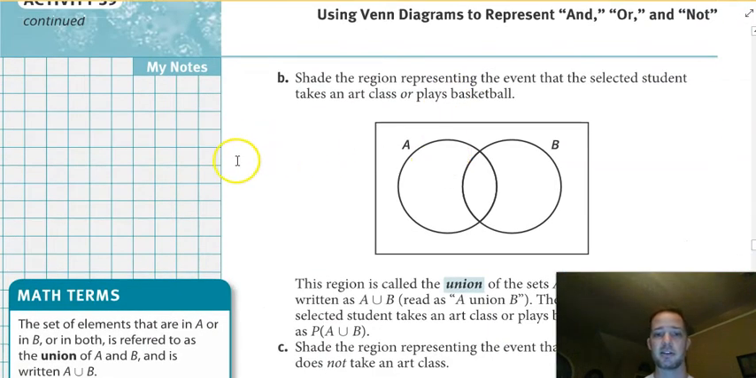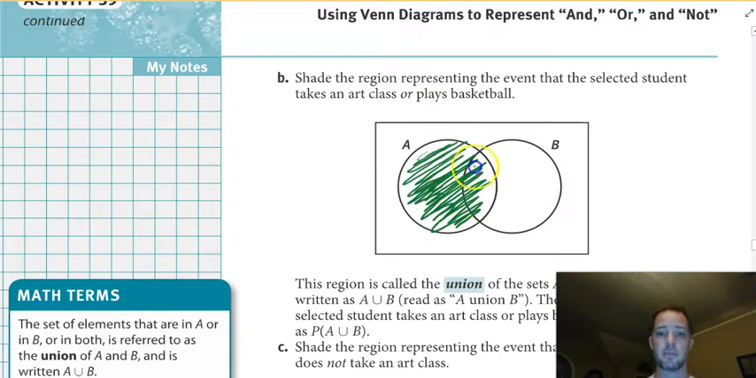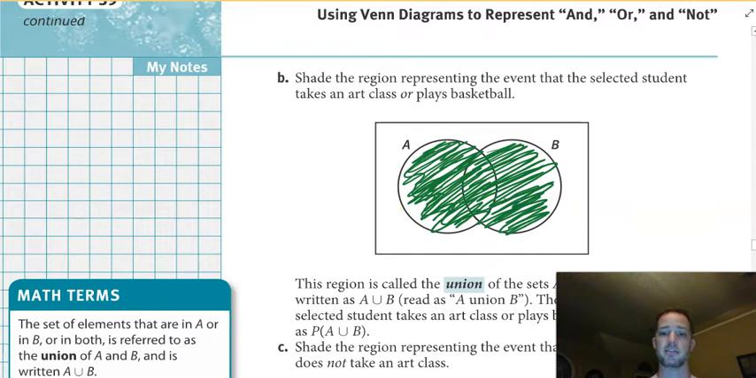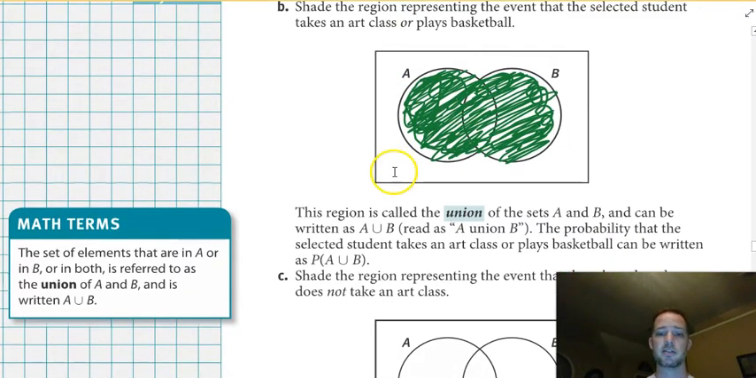The next section says shade the region representing the event that a selected student takes art or plays basketball. So it takes art, all of these students here, or plays basketball. Well, we've got this extra region over here. All right, this right here, kind of a peanut-shaped region that we have right there. This is called the union of sets A and B and can be written as A union B.